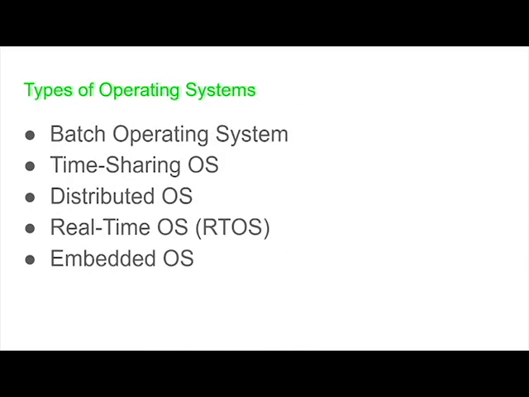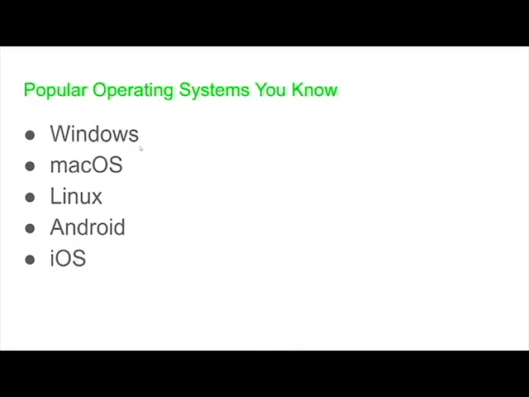So the next topic is the types of operating systems. There are basically five types of operating systems: batch operating system, time-sharing OS, distributed OS, real-time OS, and embedded OS. Not all operating systems are the same. It depends on how they are designed and where they are used. So the first type is the batch operating system.